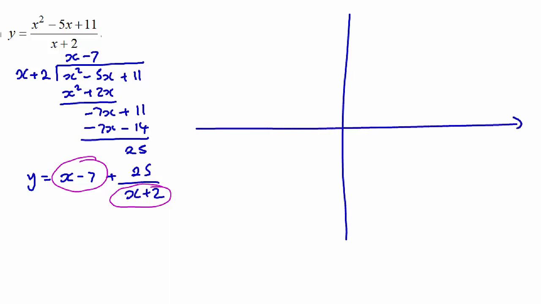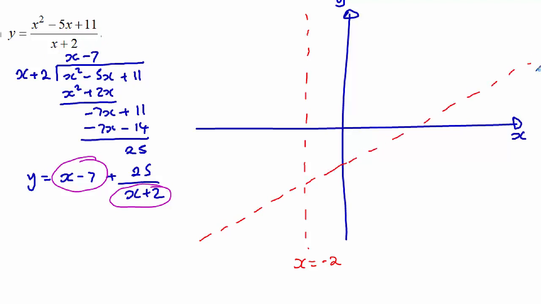So let's look at a sketch. So we have x equals minus 2. So that's a vertical asymptote. And then y equals x minus 7. That's a straight line, gradient 1, intercept here at 7, intercept here at 7 as well. And so that's a vertical asymptote and our oblique asymptote in place. And then we've got to figure out what the curve looks like around this.